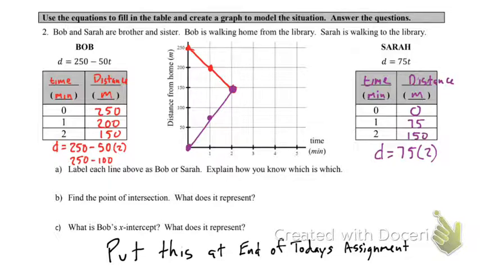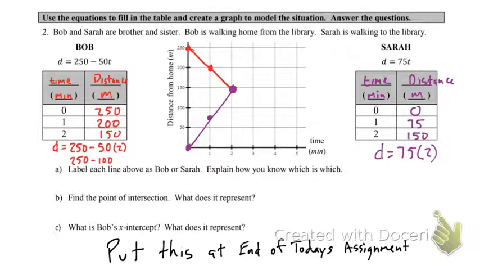Let's answer these questions. Label each line above as Bob and Sarah. Explain how you know which is which. We kind of explained that. Sarah's going away from home and Bob's getting closer to home as time passes. I'm not going to write that in, but you get the idea.